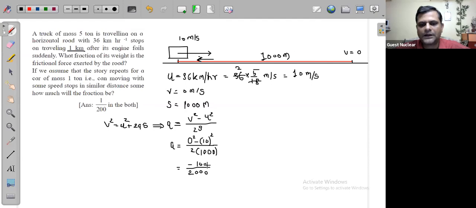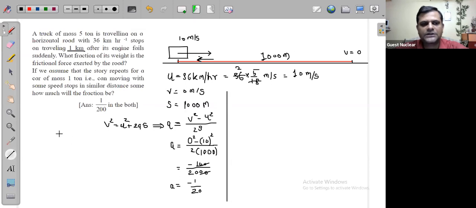Okay, and hence we can just cancel out these 2 zeros from the numerator as well as the denominator, and we can just get this as minus 1 by 20 as the acceleration. So this is going to be the acceleration, no doubt. But here we can just understand what we want now. Just repeat the question again.